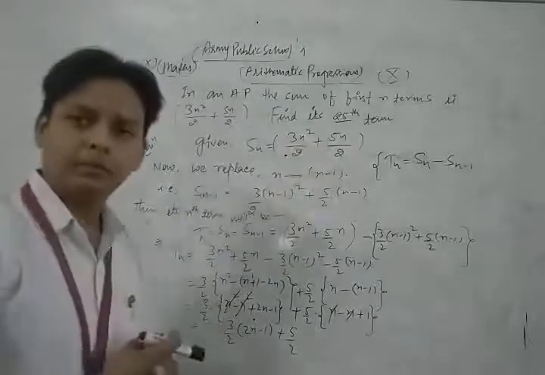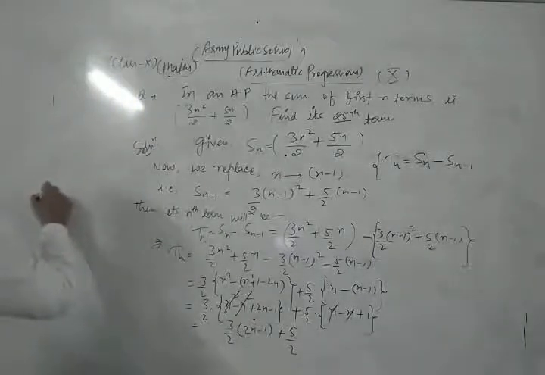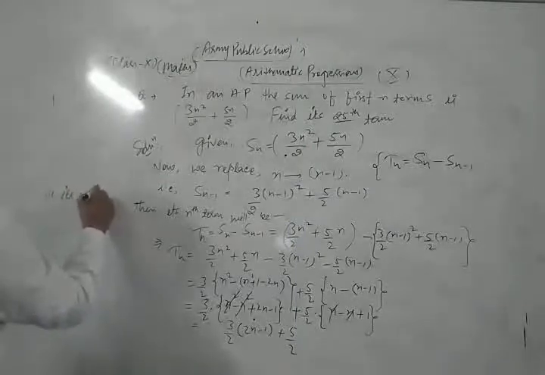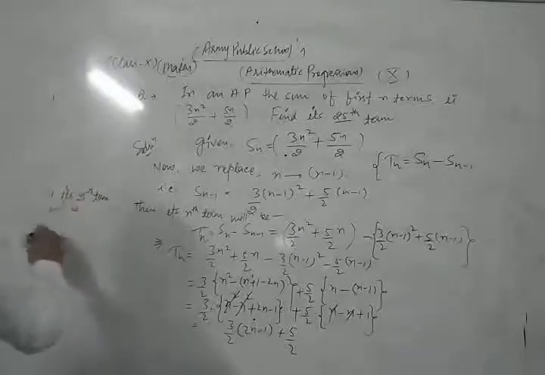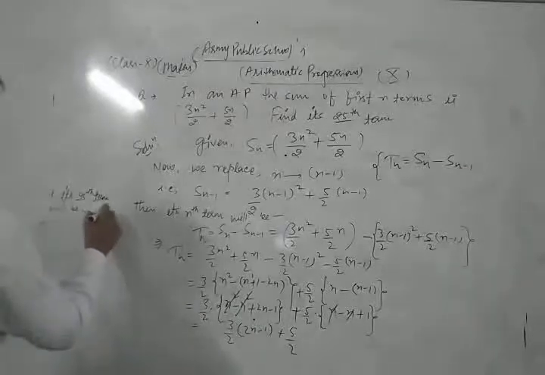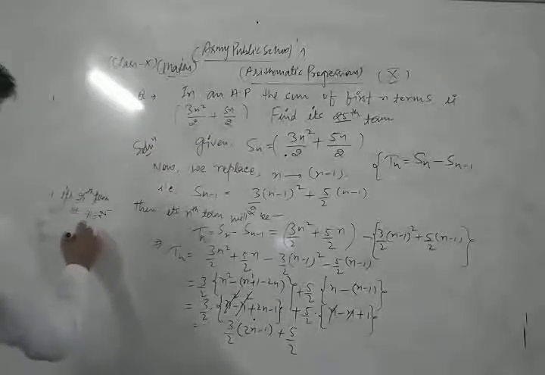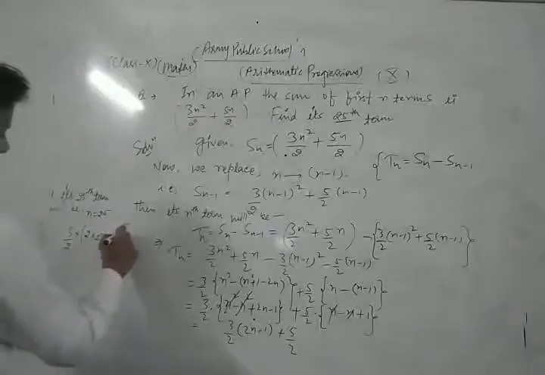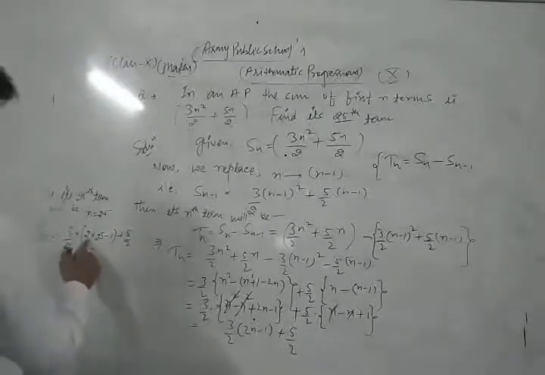Now we find its 25th term. Its 25th term will be, we just replace n by 25. So we put n is equal to 25. So a25 is equal to 3 by 2 into 2 into 25 minus 1 plus 5 by 2. That is 3 by 2 into, say, 50.